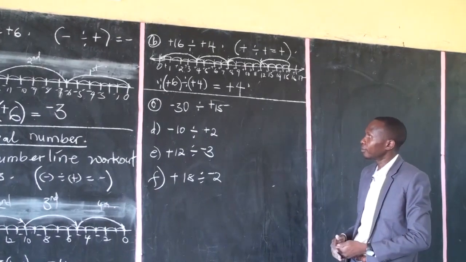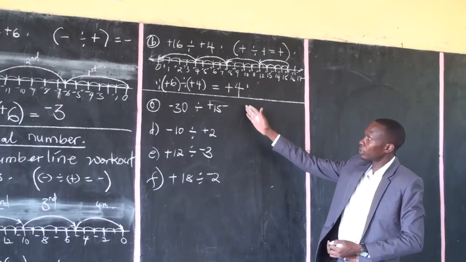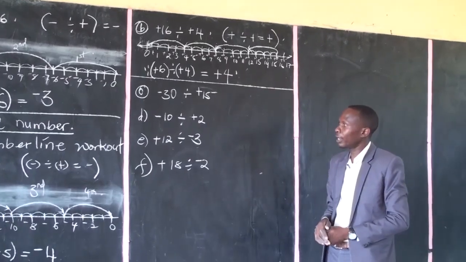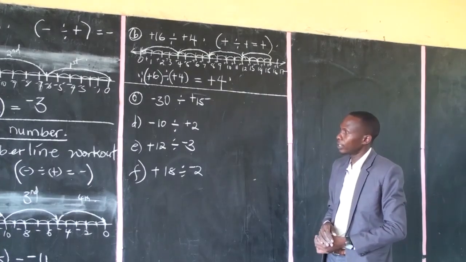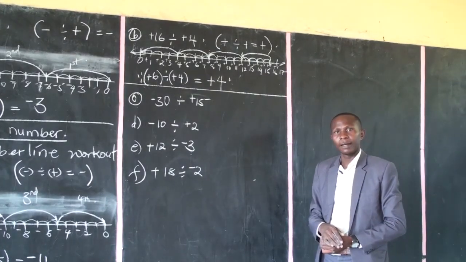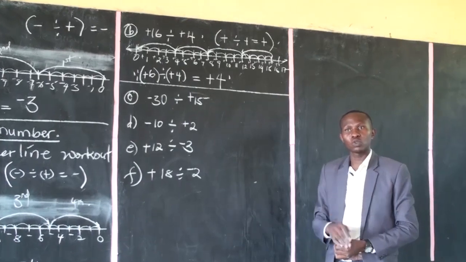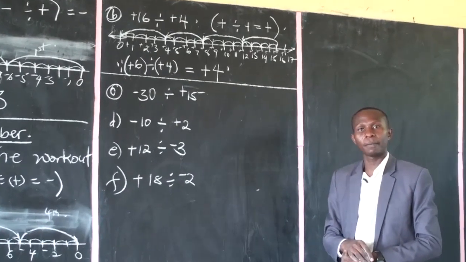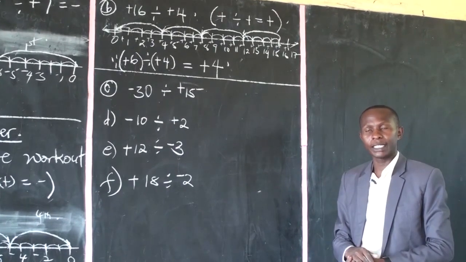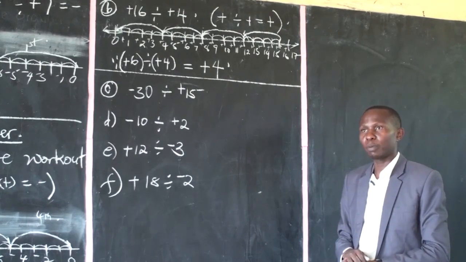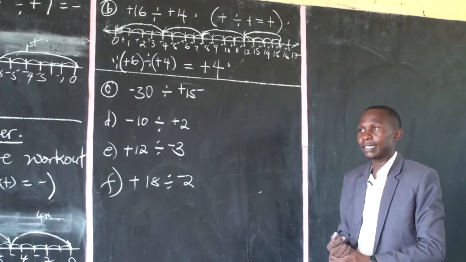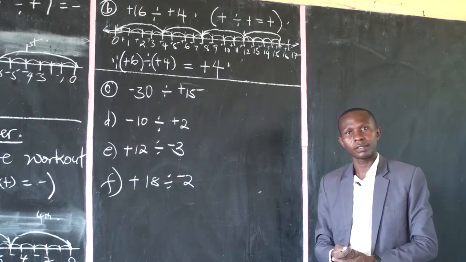Meanwhile, you'll also take this as your activity for today: using a number line, you work out all these numbers. However, I advise you always to be following the program for your own advantage. Right away from P4 up to P6, these integers cut across.